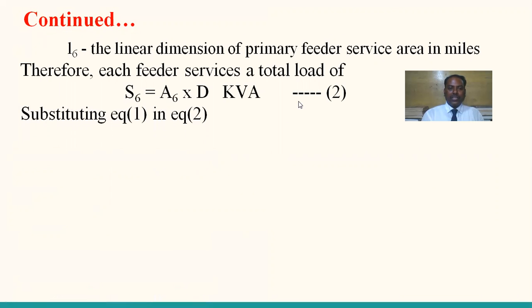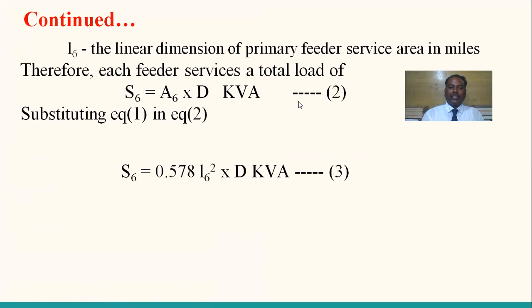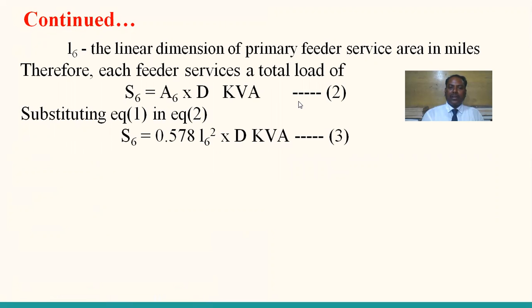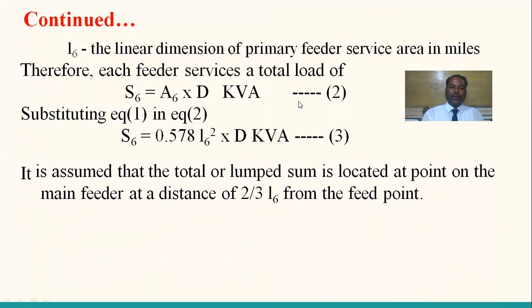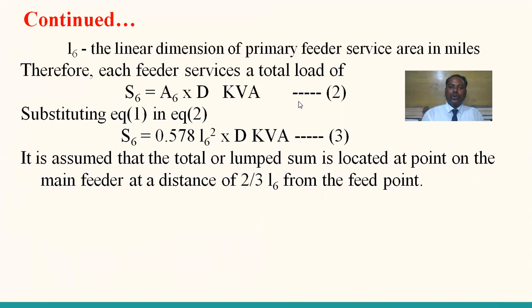Next, substituting equation 1 in equation 2. Equation 1 is the area and equation 2 is the load. So equation 2 consists of A6, so substitute instead of A6 by 1 by root 3 L6 square. So that is S6 equal to 0.578 into L6 square into d kVA. This is equation number 3. Therefore, it is assumed that the total or lumped sum of load is located at a point on the main feeder at a distance of 2/3 of L6 from the feed point.